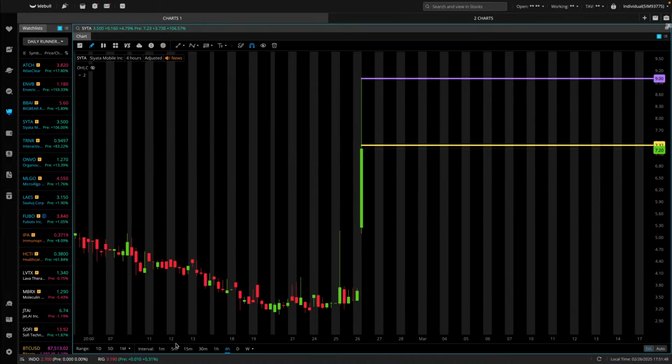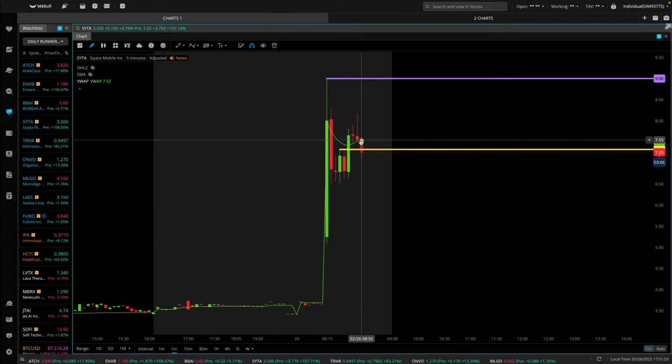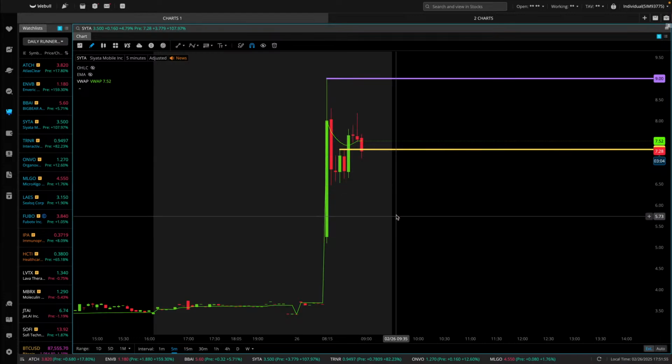SYTA is breaking 732. It needs to hold VWAP here, or if it closes below VWAP here in 3 minutes, then it will probably continue to go down.